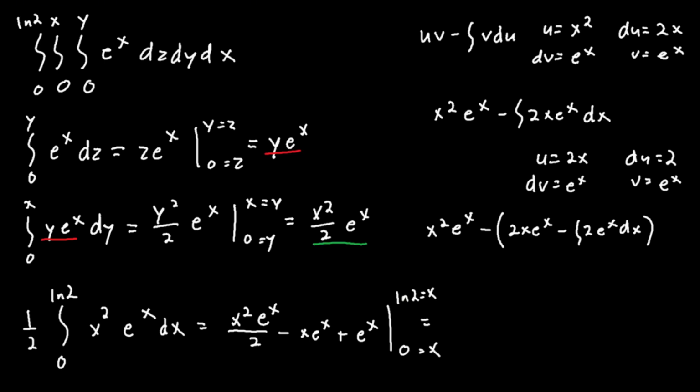We plug in ln of 2, we get natural log of 2 squared. We get e to the natural log of 2, which is just equal to 2, divided by 2, and then these cancel out. So actually, let's write everything down first. And we get ln of 2 times e to the x, which is just e to the ln of 2, and e to the ln of 2 again is just 2. So we get this times 2 plus ln of 2, which is just 2.